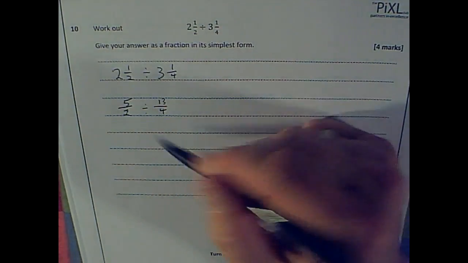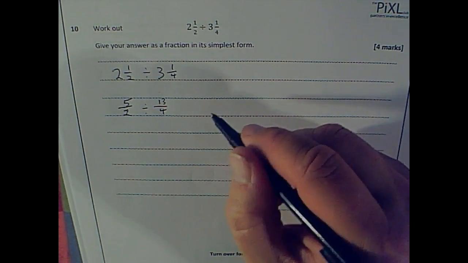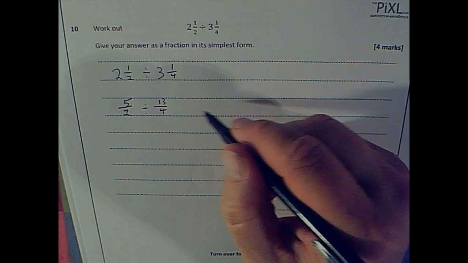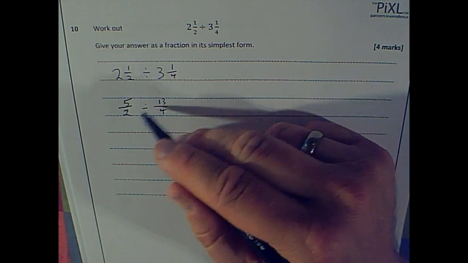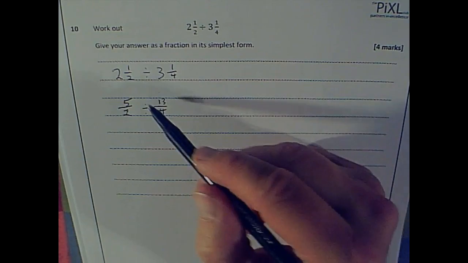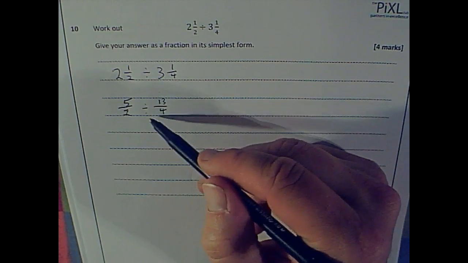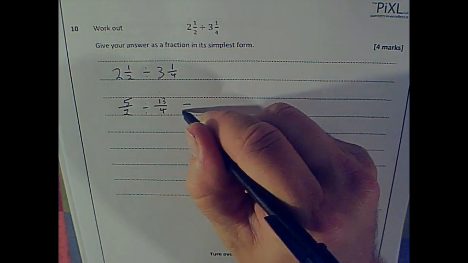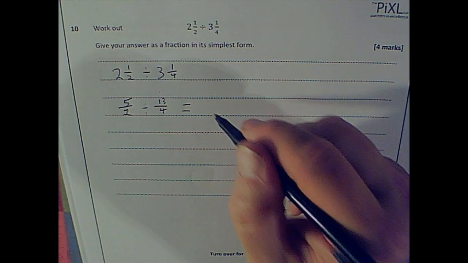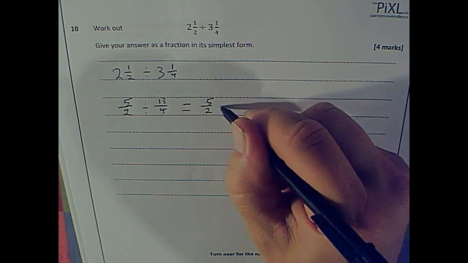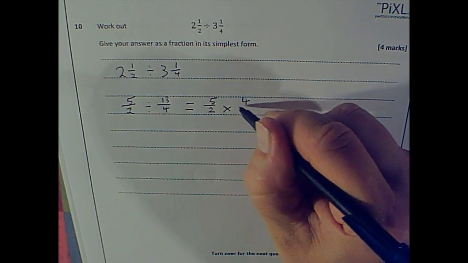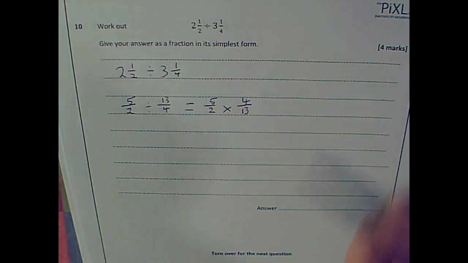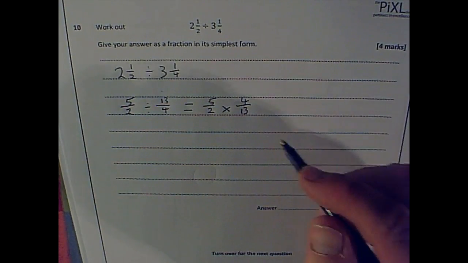So once I've got this bit, I just need to remember that when I'm dividing fractions, I can use the multiplicative inverse, which is where I turn this one upside down and turn it into a multiplication. So that is the same as 5 over 2 times by 4 over 13. And now I just multiply that out.